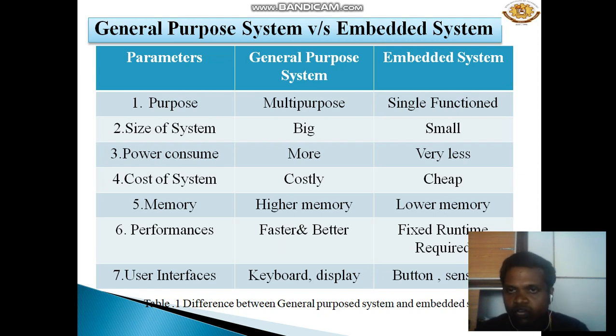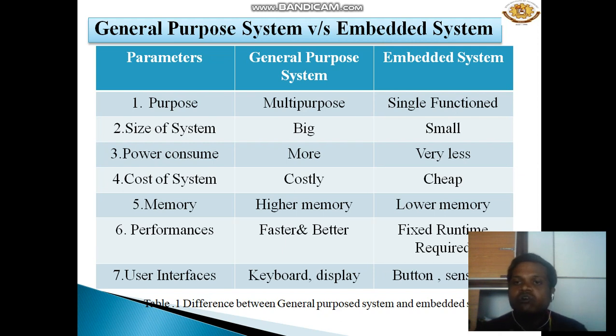So when we go for embedded systems, they are single function devices. The size will be small, the power consumption will also be less, and the memory consumption will be low. These are all the advantages of an embedded system over a general purpose system. When we go for an embedded system, we can use user interface devices like sensors, actuators, gateways, and buttons.